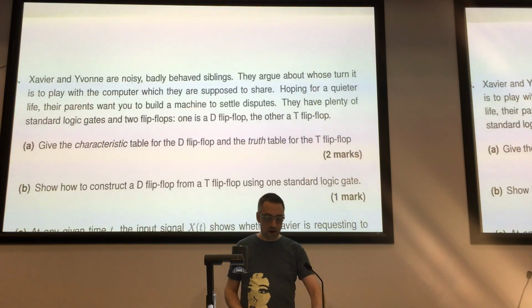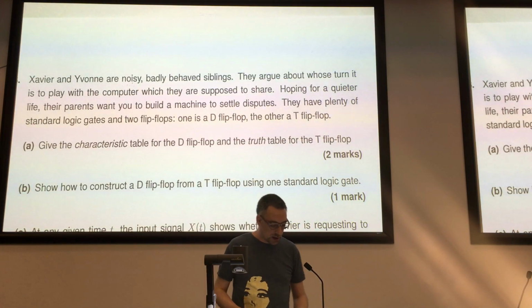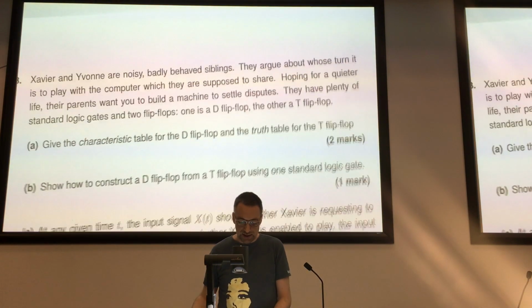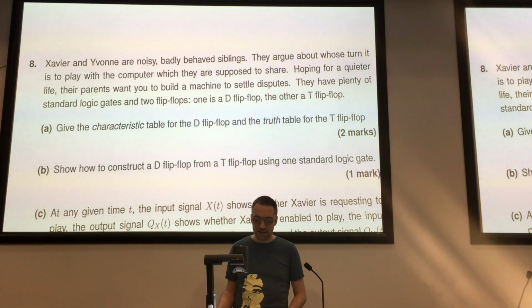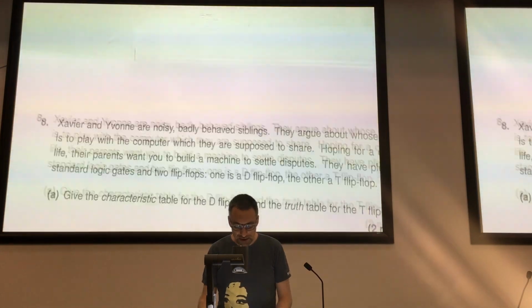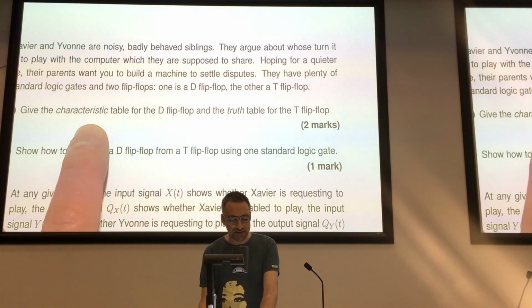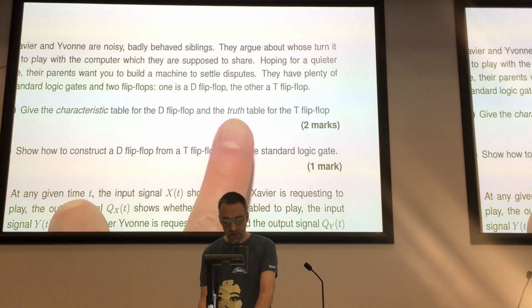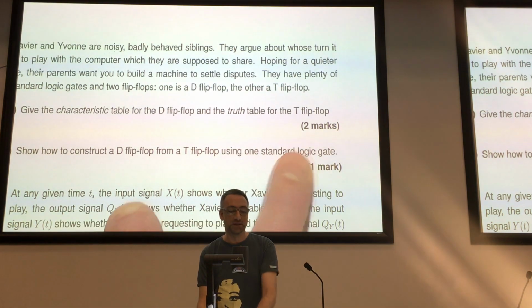Now, because I know flip-flop questions are hard, I try and give away some marks at the beginning for just reciting lecture material. So the first thing we're asked for is the characteristic table for a D flip-flop and the truth table for a T flip-flop.